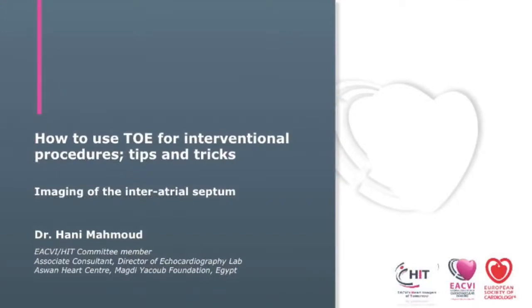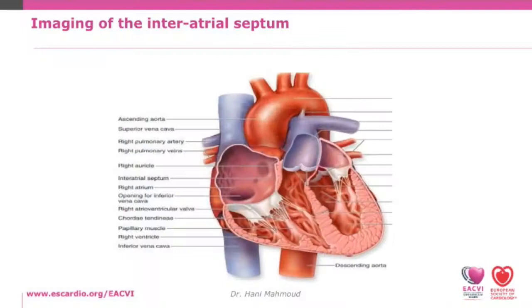Let's move very fast to another point, which is the imaging of the interatrial septum. This anatomical illustration is showing the interatrial septum from the right atrial side. This is the superior vena cava, inferior vena cava, aorta. Here is anteriorly, and here is the posterior part of the septum, fossa, and here's the coronary sinus. So they removed the right atrial wall, and now we are looking at the interatrial septum from the right atrial side.